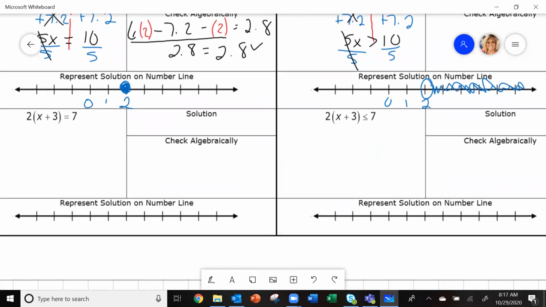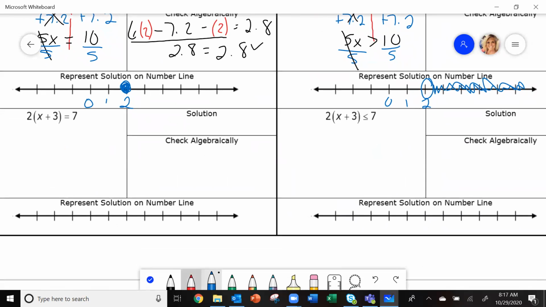Okay, let me move this up. I want you now to pause the video and try to do these two right here. At the equal sign, I draw a dotted line. At the inequality symbol, I draw a dotted line. First thing you are going to have to do is the distributive property. That's what you should have done. And that's true to both of them.